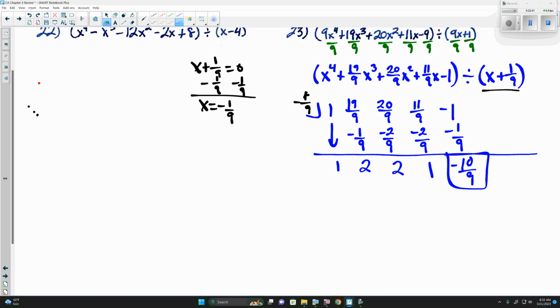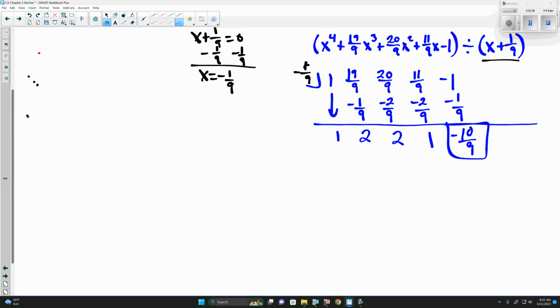So we have this here. Questions on this so far? Now we do need to write this back out. So negative 10/9 is the remainder. 1 is our constant term. 2 is our term with x. Our second 2 is our term with x squared. And our third is our term with x cubed. So we would say that we have x cubed plus 2x squared plus 2x plus 1 plus. Now we are going to have our remainder.